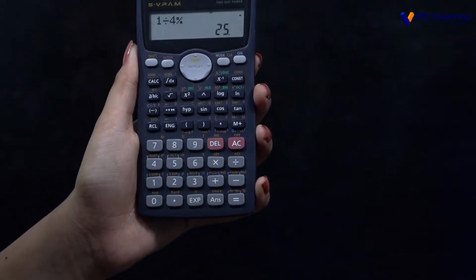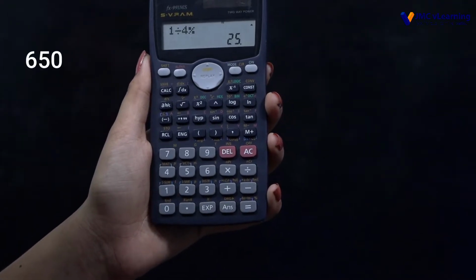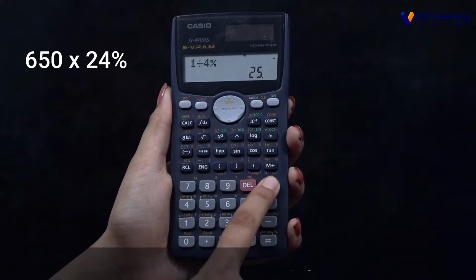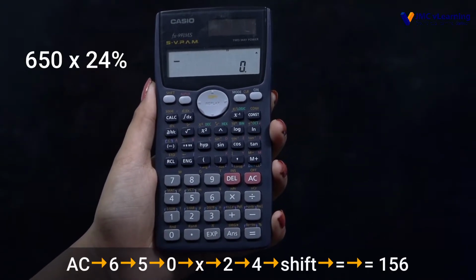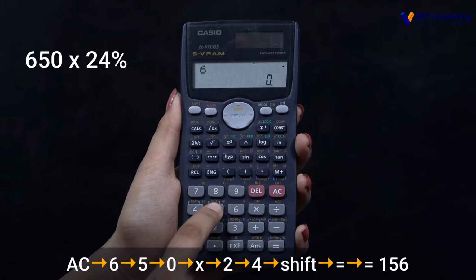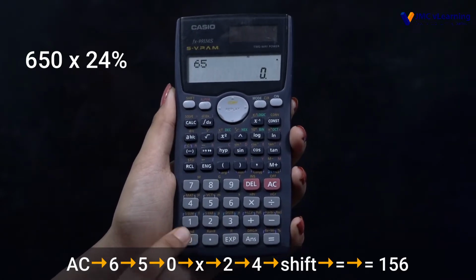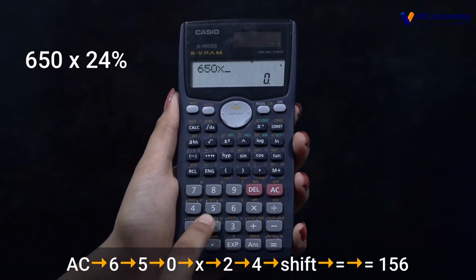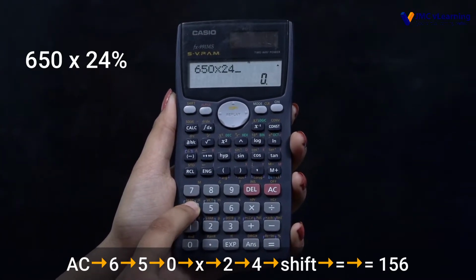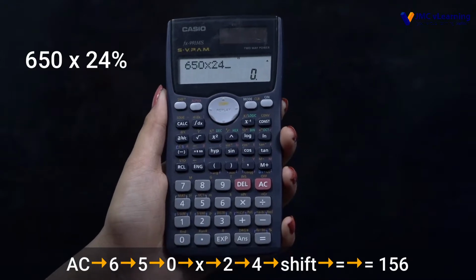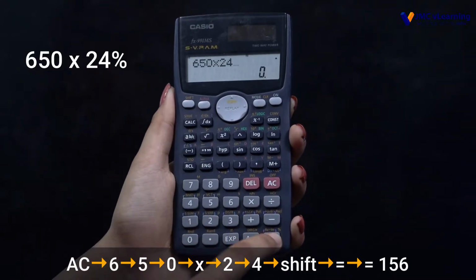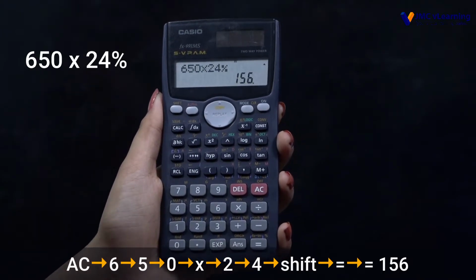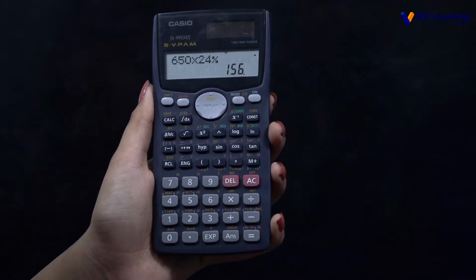The next example is 650 multiplied by 24%. Press AC or on, then 6, 5, 0, the multiplication key, then 2, 4, and take the percent symbol again: shift and equal. The answer is 156.